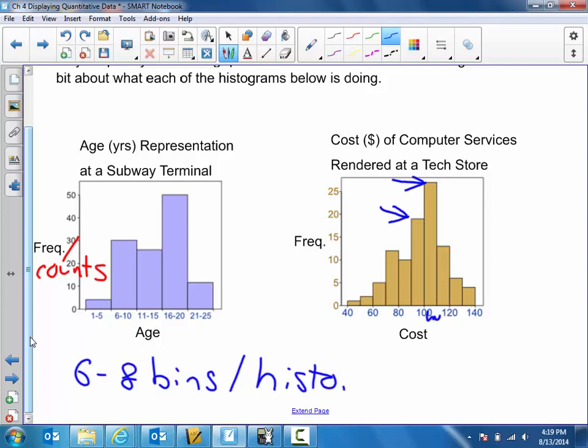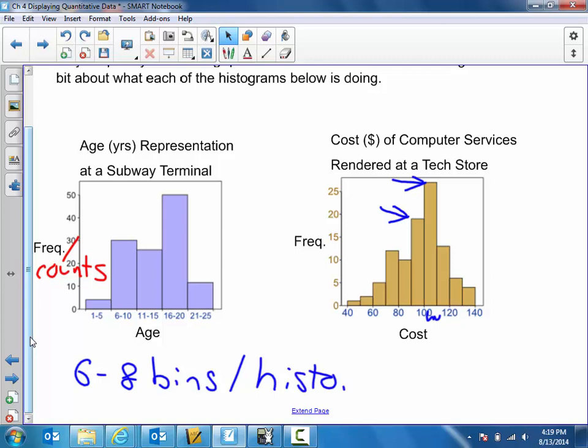bins are relatively tall. So we've just broken the bins down to be maybe a little bit thinner than they could have been, but you get maybe a truer representation of the data because you have more bins than you do in the blue histogram for age representation of the subway terminal. All right, so bins we use for quantitative variables on the horizontal axis, and counts, frequency, we're still using on the vertical axis.